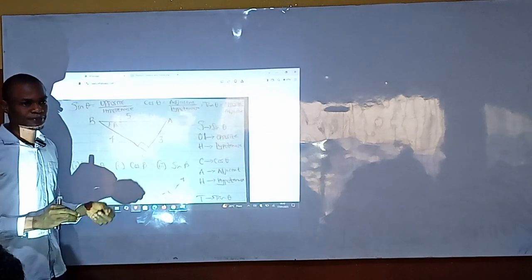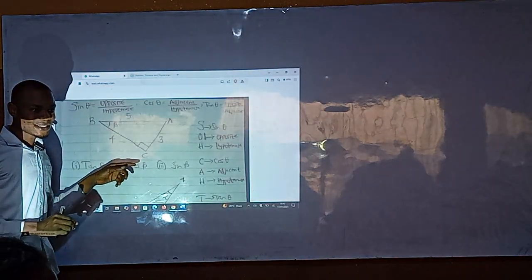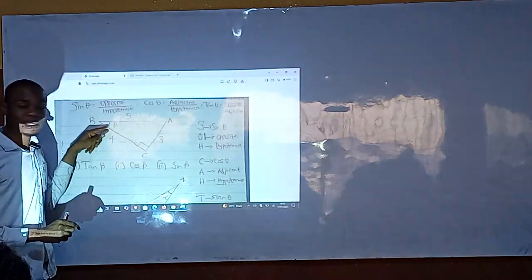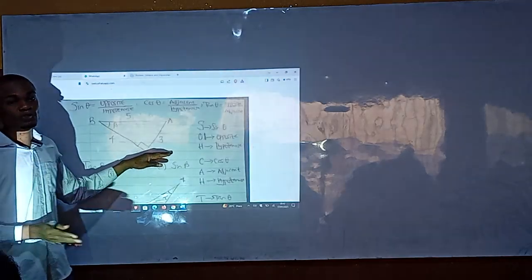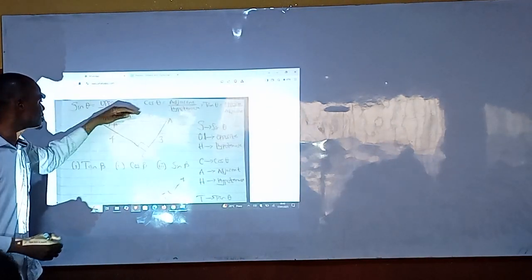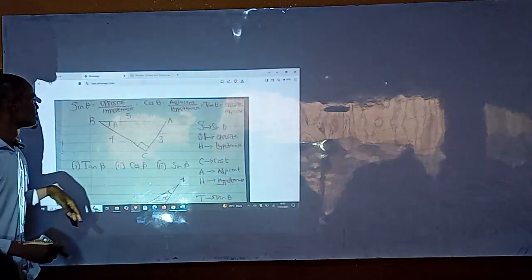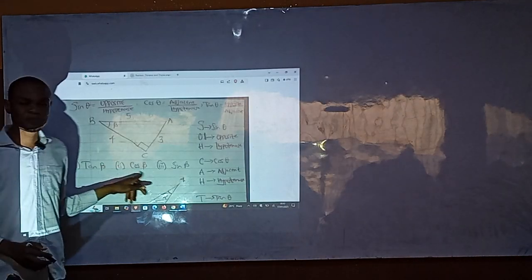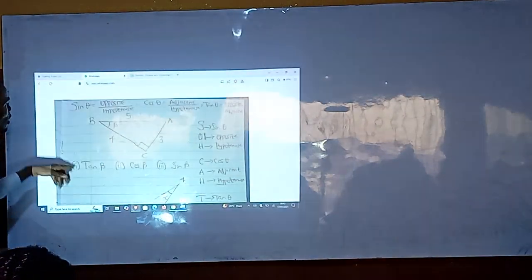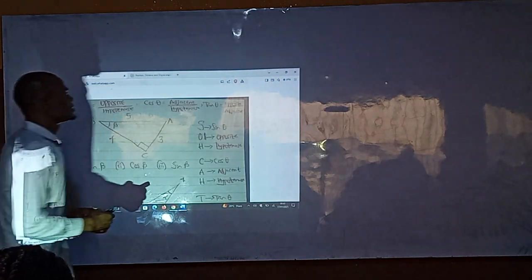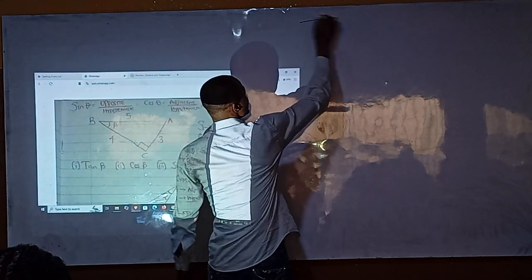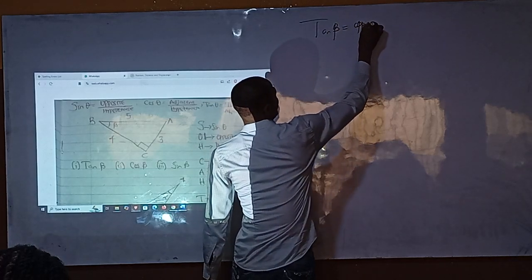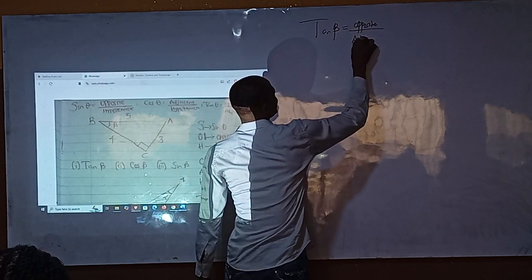Where is your adjacent here? 4, right? Because it contains the acute angle beta, it is attached to this acute angle beta. Where is the opposite? This side has no choice than to be the opposite. So hypotenuse, opposite, adjacent. The question says you should look for tan beta, cos beta, sin beta. What is the formula for tan beta? Opposite over adjacent.